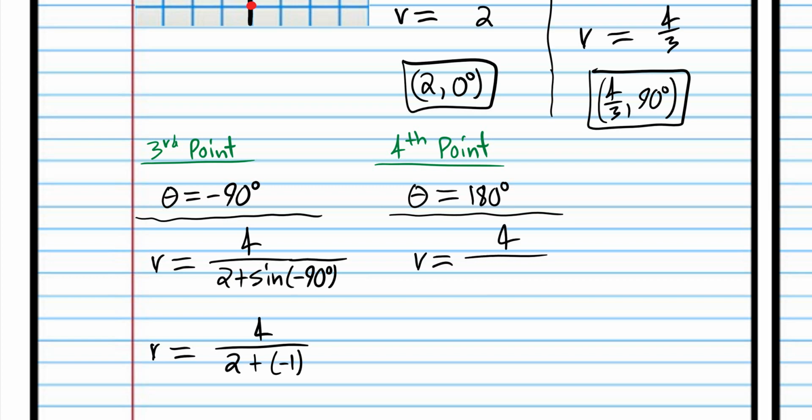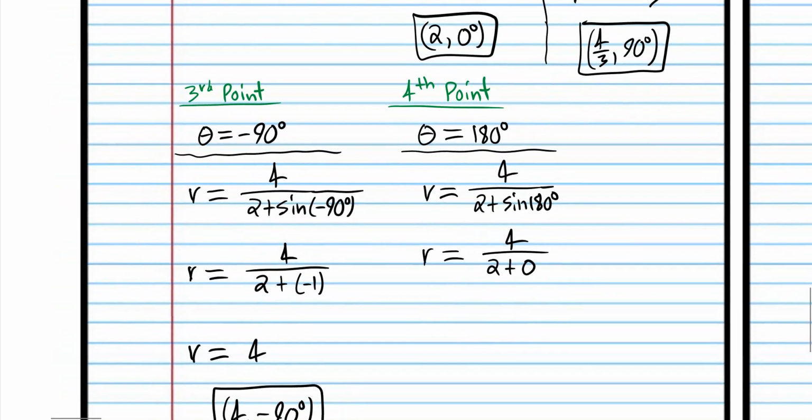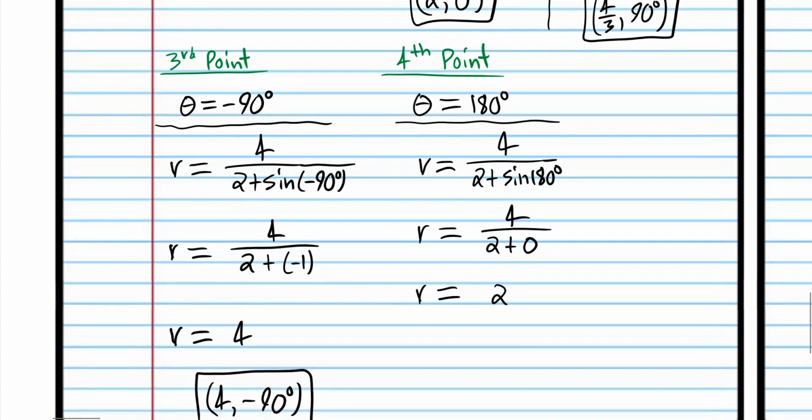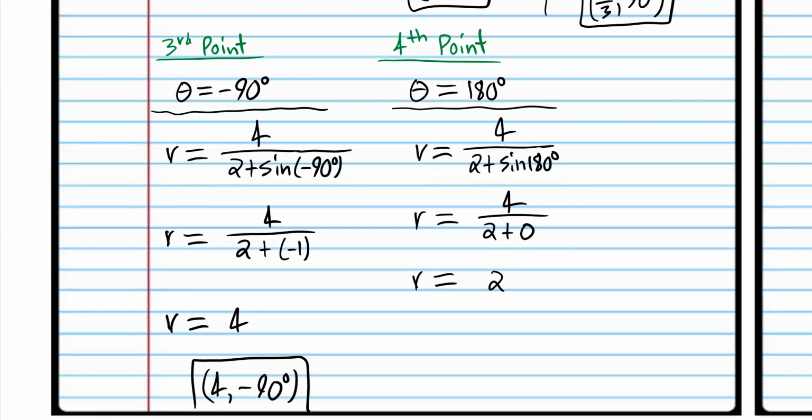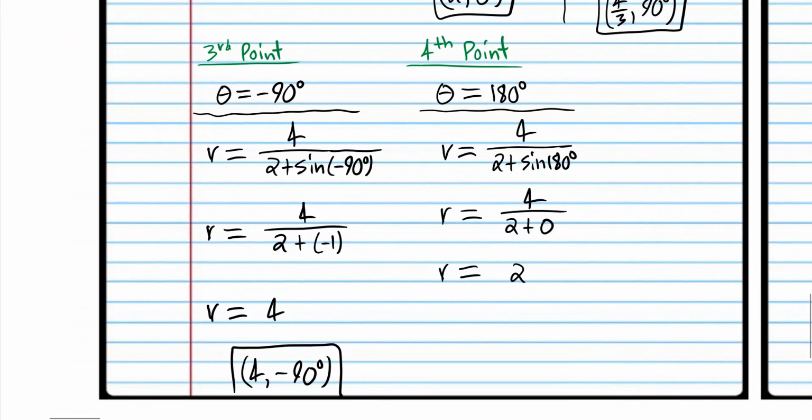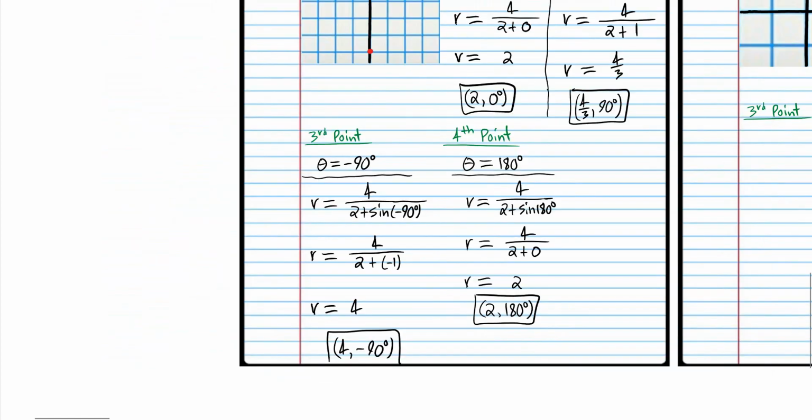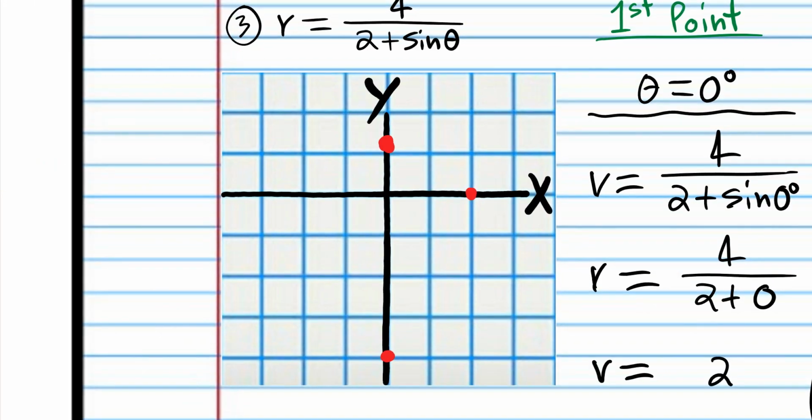So r is equal to 4 over 2 plus sine 180 degrees. So we have 4 over 2 plus 0, because sine 180 is 0. You can see that on your sine curve. So the point that we're looking for is 2 comma 180 degrees. Let's plot that. We're going to count out 2 units to the right and then rotate 180 degrees, and that's going to get us to there.